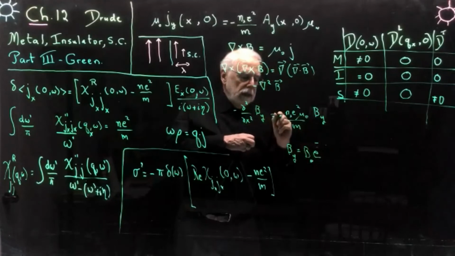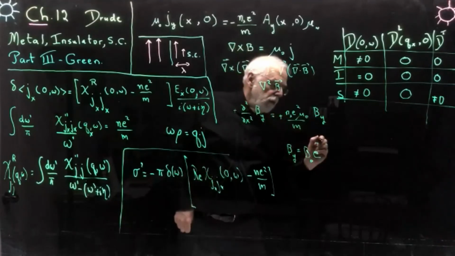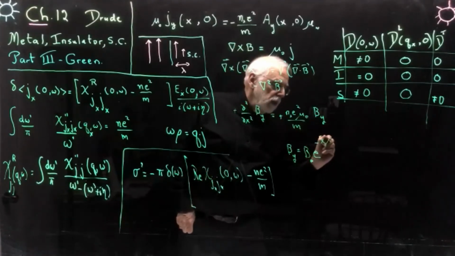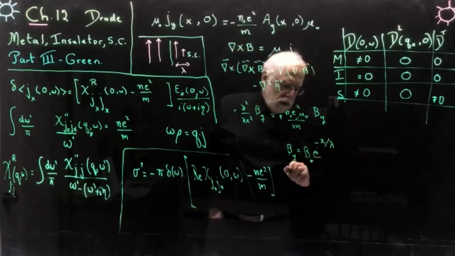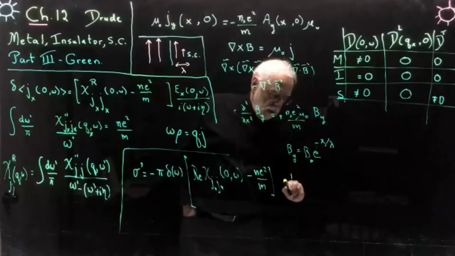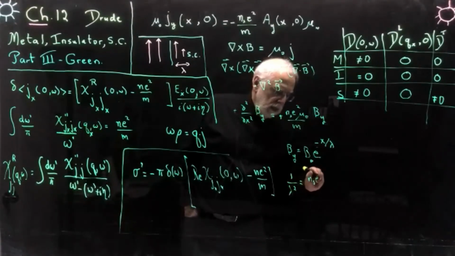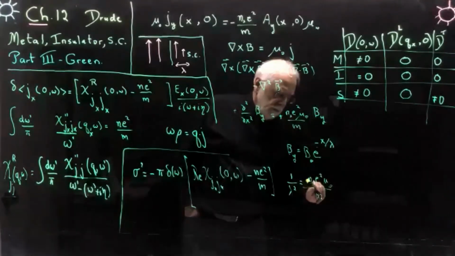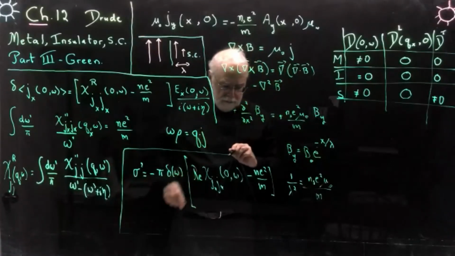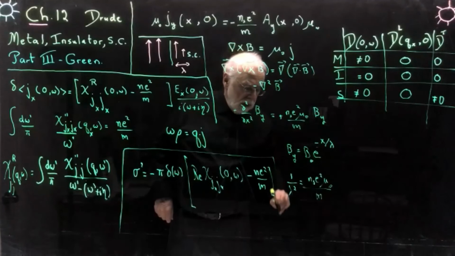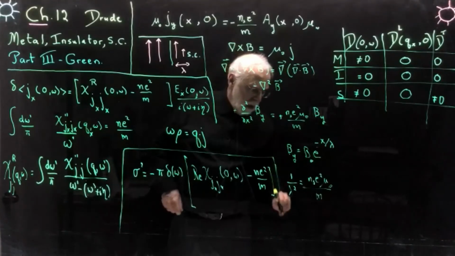The minus sign cancels here. Minus x over lambda, where 1 over lambda squared is equal to n_s e squared mu_0 over m. So where is the difference with the metal? Because I don't see where the difference is.